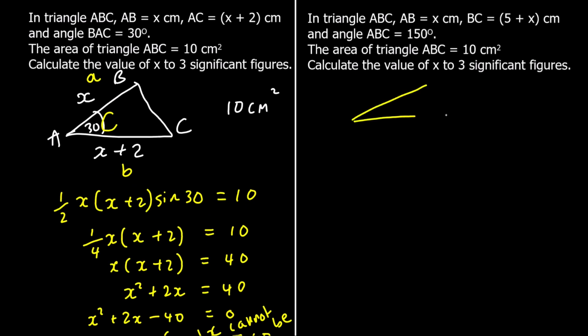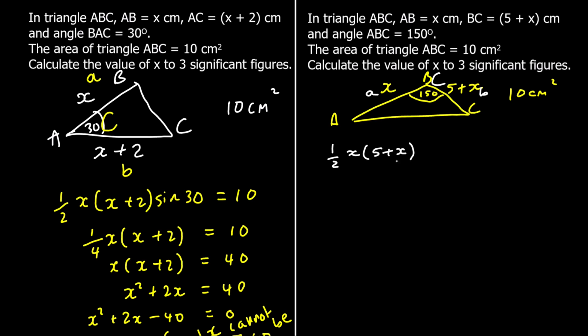So again, we've got ABC. A to B is called x. B to C is 5 plus x. Angle ABC is 150 degrees. And the area is 10 centimeters squared. So substituting into half ab sine C. So big C, a, and b. Half times x times 5 plus x sine 150.